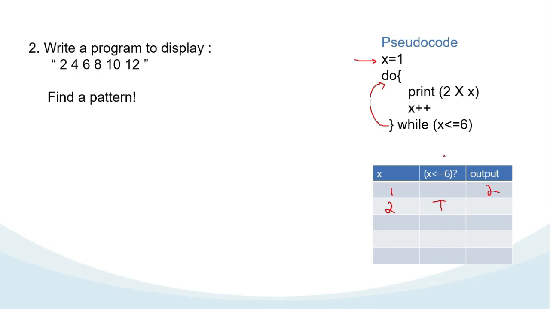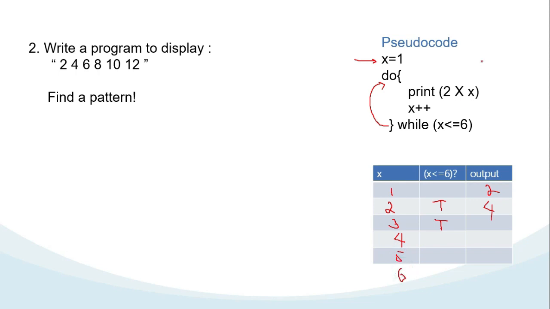2 times x, 2 times 2, it's 4. We print it, so we put it under output. And now we execute the increment. Our previous x plus 1 becomes 3. And then we check again, 3 less than or equal to 6, true. It means we have to go back. The same thing for 4 later on, for 5 and 6.